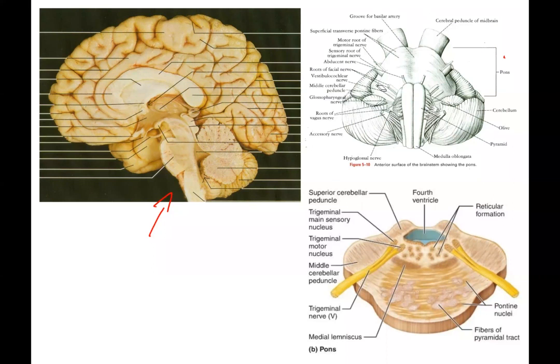Then the other point about the pons is that on the anterior side you can see a very large cranial nerve coming out here and a very small one coming out here. These are the motor root and the sensory root. The small one is the motor root and the large one is the sensory root of the trigeminal nerve, the fifth cranial nerve. They emerge from the anterior aspect of the pons. Their nuclei, the motor nucleus and the sensory nucleus of the trigeminal nerve, are therefore also found inside the pons.